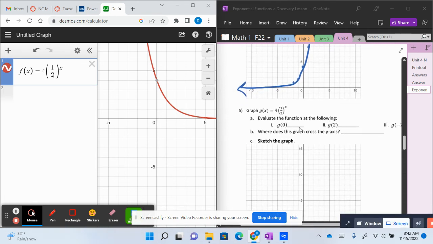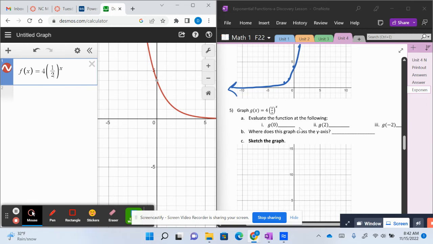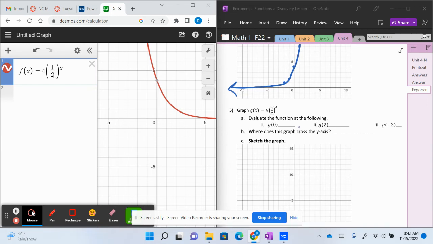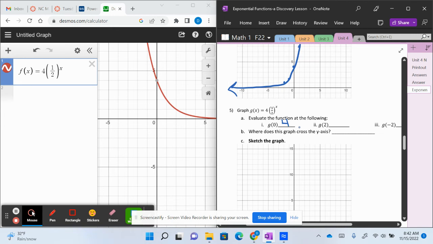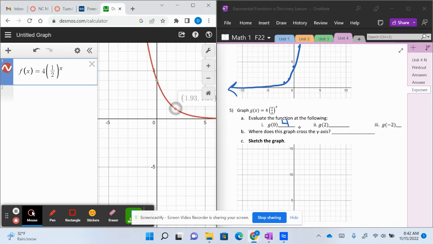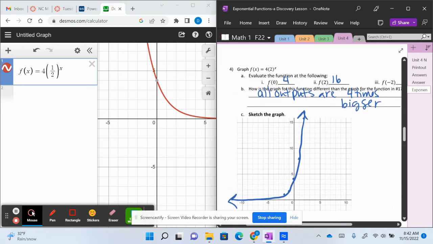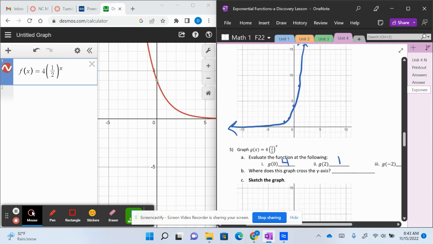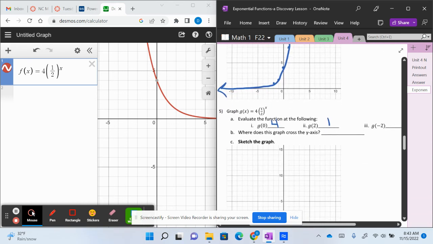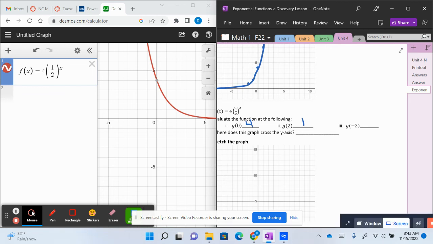So let's evaluate our function again. So g of 0 is still 4, but g of 2 is 1. It's 1/4 of what this output was, right? It's like a fourth of what your output on the front side was. And g of -2 is probably going to be 16, because 1/2 to the -2 power is 4.